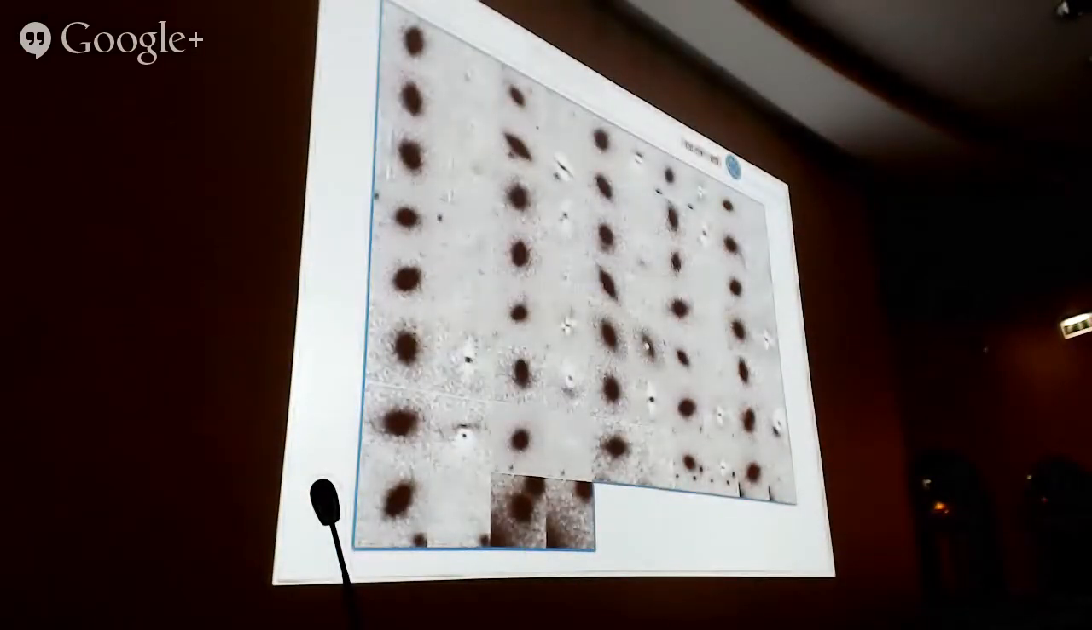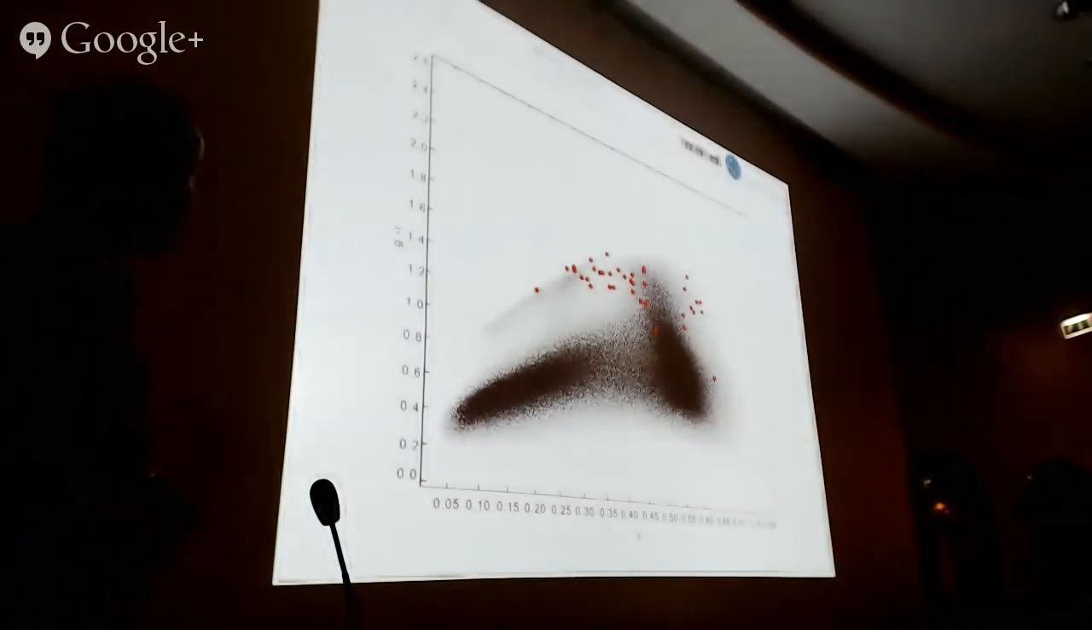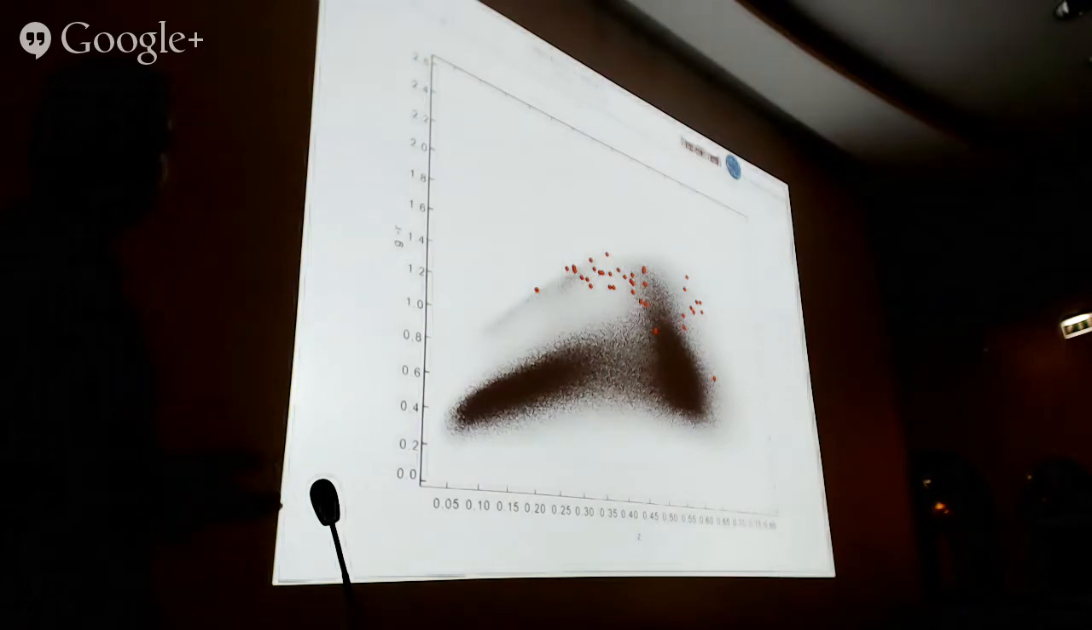This is some pictures with the image and the residual. Here another picture where I show the color as a function of redshift for our sample. The red points are our candidates.